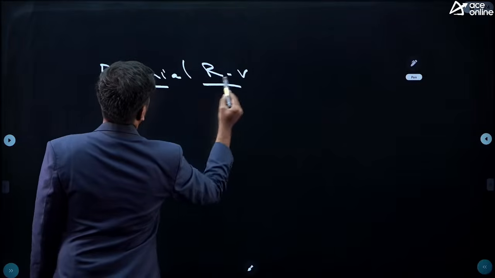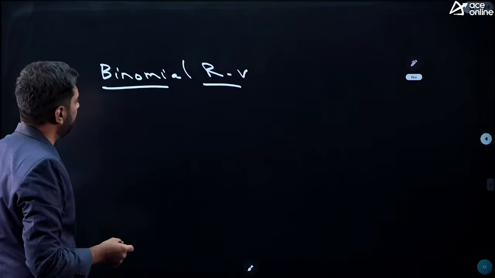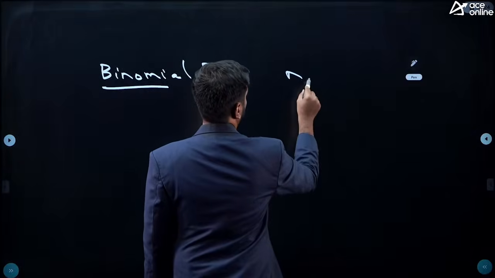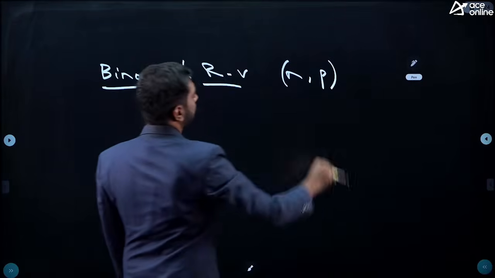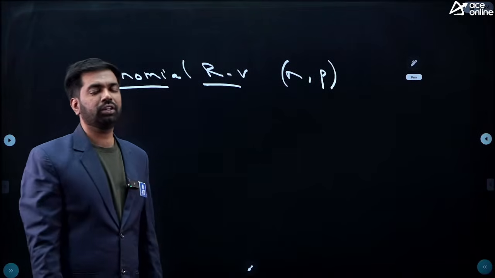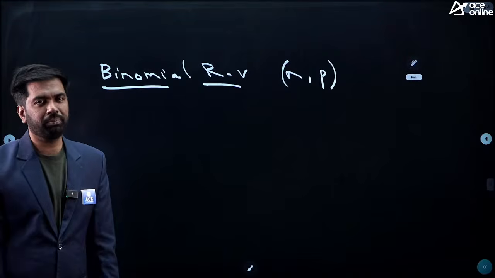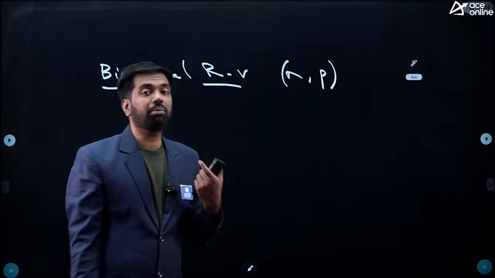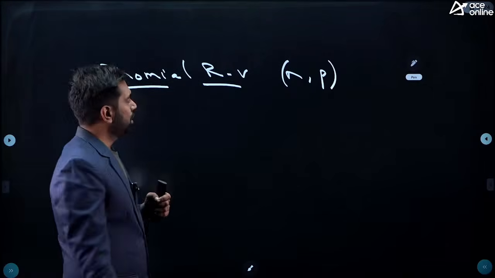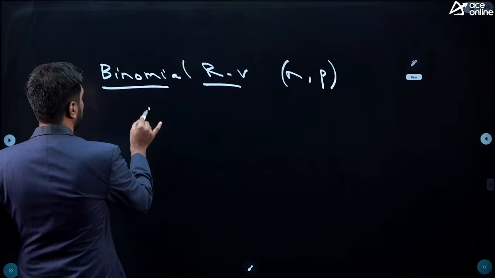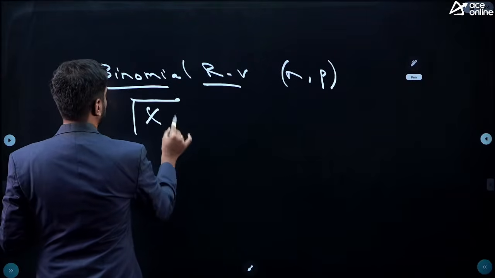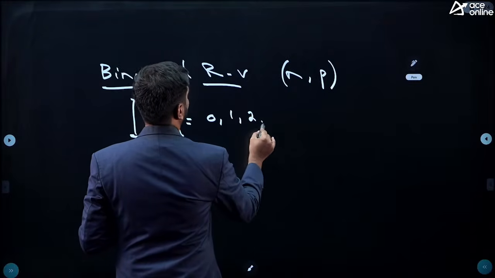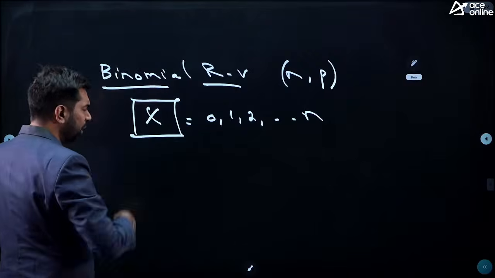What is a binomial random variable? In a binomial random variable, you perform an experiment n times. There are two parameters in a binomial random variable, one is n, the other is p. n is the number of times you repeat that experiment. p is the probability of success. So what you are doing is counting the number of successes. The number of successes is represented as x, where x can take values 0, 1, 2 up to n. You can give its mass function.